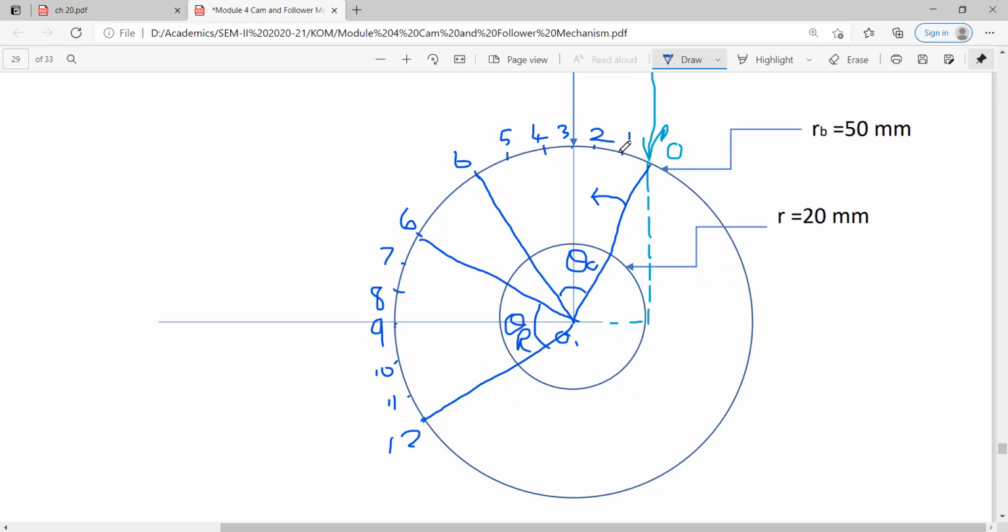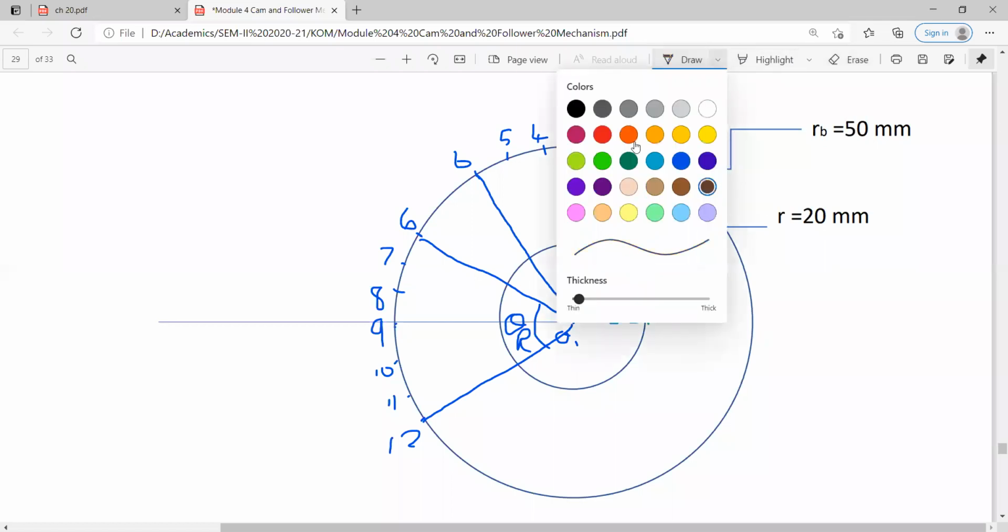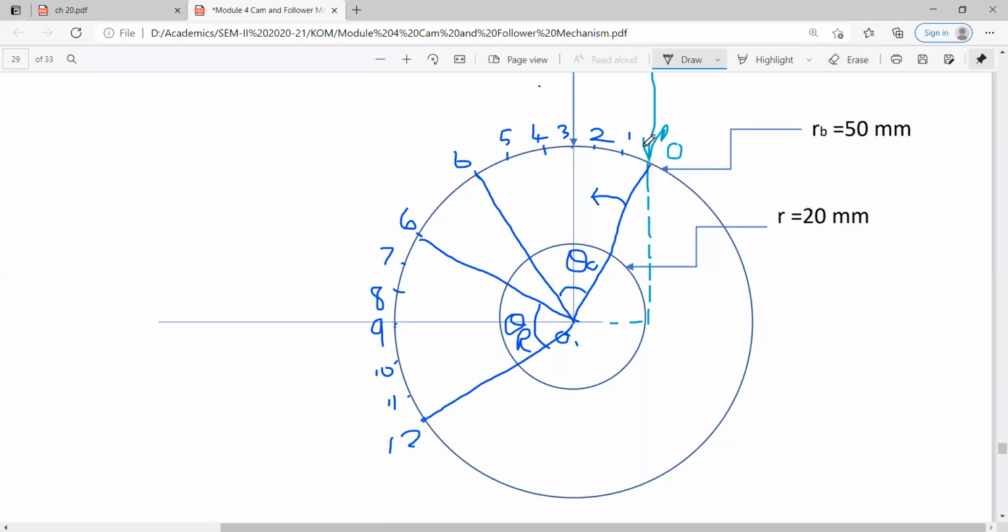For example, from point 1, you will not join to the O1. Instead, the line from point 1 will be tangent to the offset circle. I have drawn it a little bit. See, this line is tangent to the offset circle. You draw the tangent. Similarly, from point 2, you draw a line which is tangent to this circle.